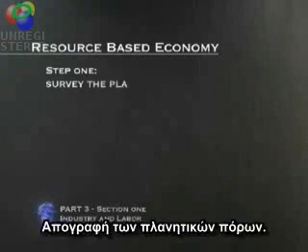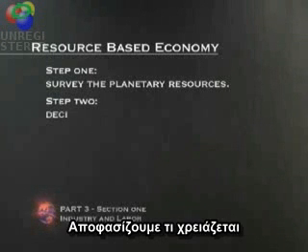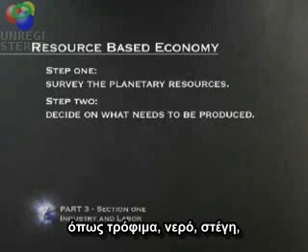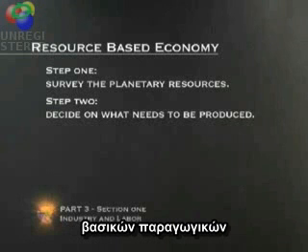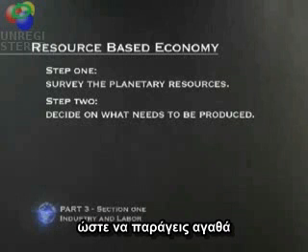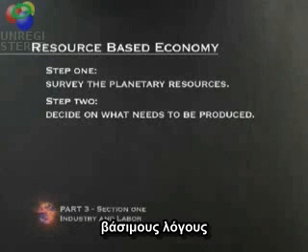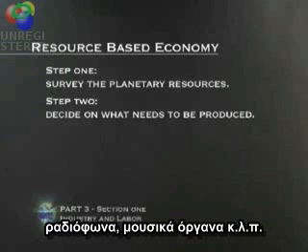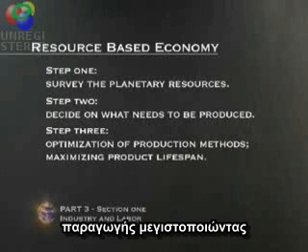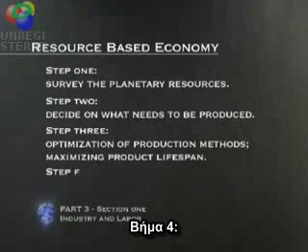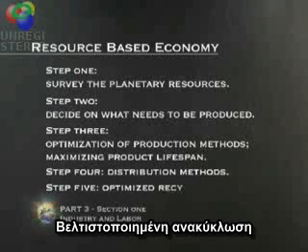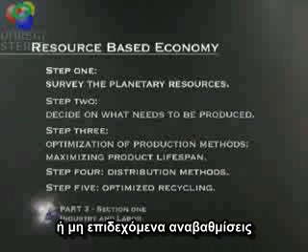Step 1. Survey the planetary resources. Step 2. Decide on what needs to be produced, oriented by a priority ranging from bare necessities, such as food, water, shelter, to utility-based production items such as raw materials, automation machines, and technological development, to production items used for non-utility-based purposes such as entertainment media, radios, musical instruments, etc. Step 3. Optimization of production methods while maximizing the product's lifespan. Step 4. Distribution methods for human access. Step 5. Optimized recycling of the products that become outdated or inoperable.